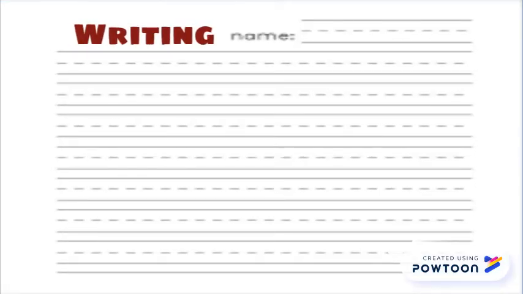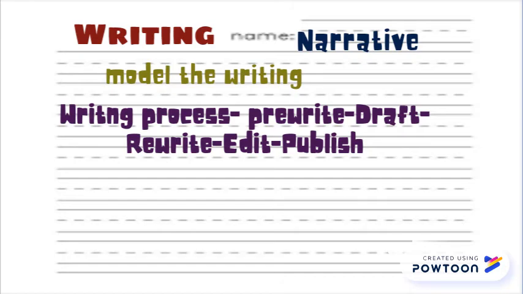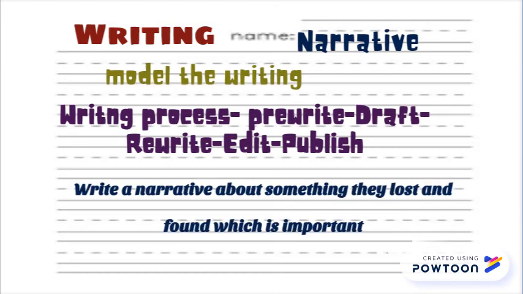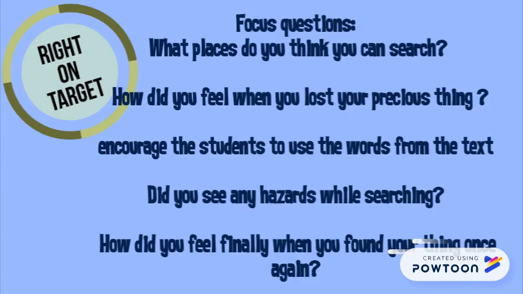For the writing task, a narrative genre is used. The teacher models the narrative and the students are advised about the stages of the writing process: pre-writing, draft, rewriting, editing, and publishing. The students are asked to write a narrative about something they lost and found, which is important, and the focus questions are also framed to guide the students to stay on the task.